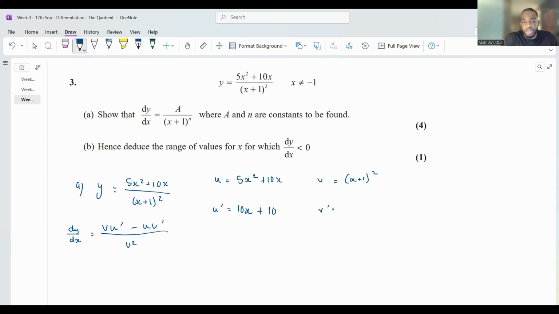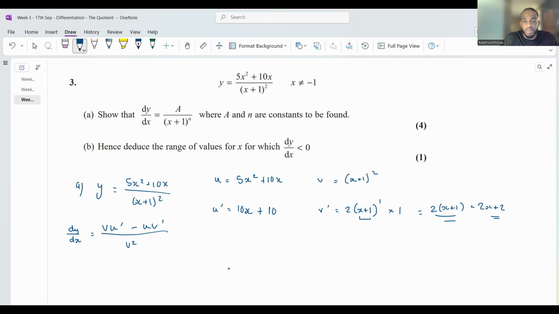v dash is a bit more complicated. You can expand it, but don't do that. Remember, this is a chain rule problem. Bring the 2 to the front, so 2 times (x plus 1), take 1 away from the power, times by the derivative of the inside. When we differentiate x plus 1, we get a 1, don't we? So it's just going to be 2 times 1 is 2, (x plus 1), which is 2x plus 2 if you want. It depends on what form you want to put it in.